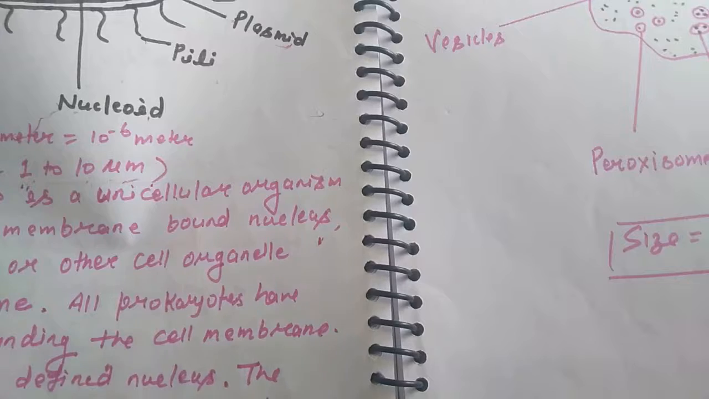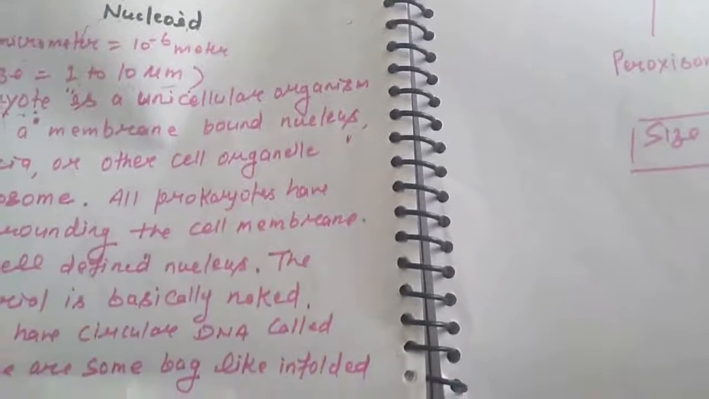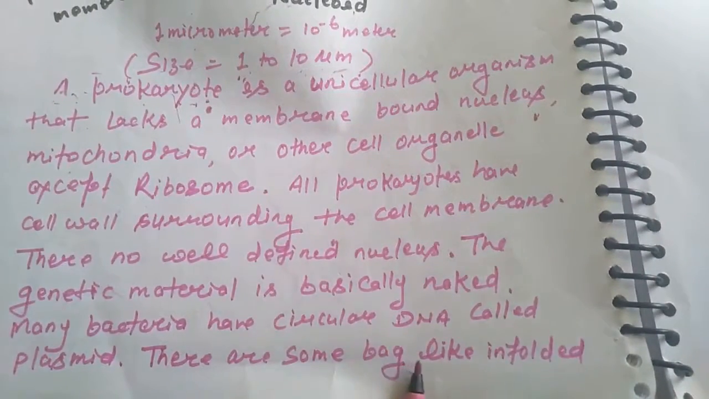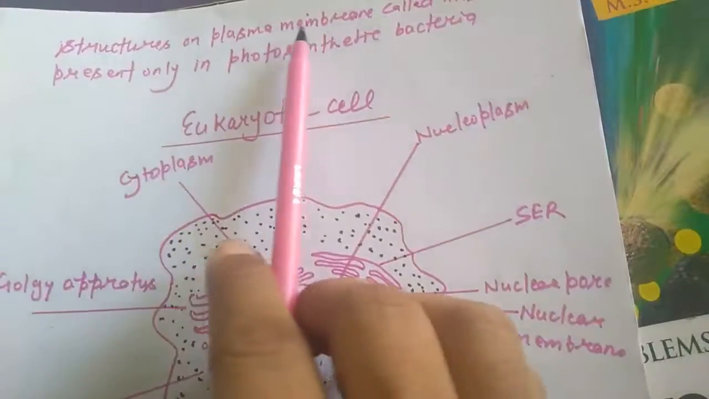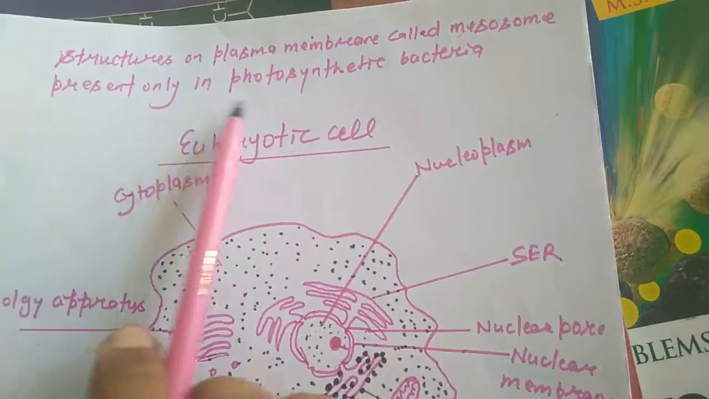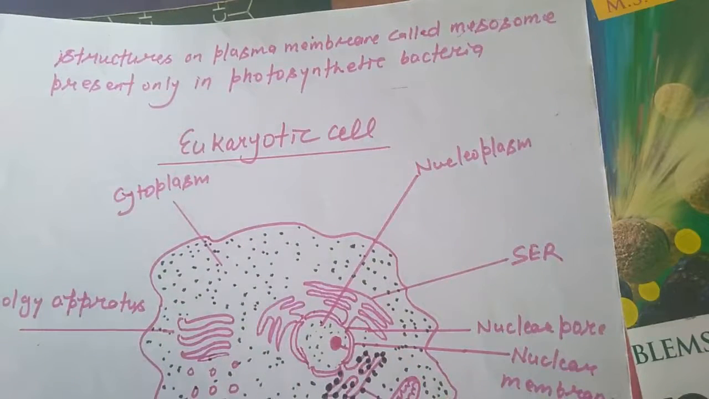There are some bag-like enfolded structures on the plasma membrane called mesosomes. Mesosomes are present only in photosynthetic bacteria, which can perform the process of photosynthesis, meaning they can synthesize their own food. In that type of bacteria, the mesosome is present.